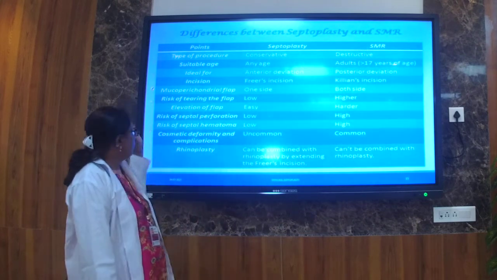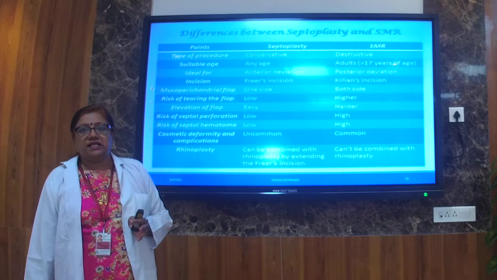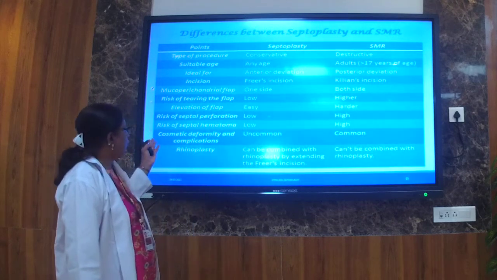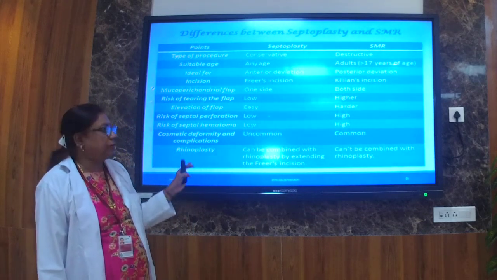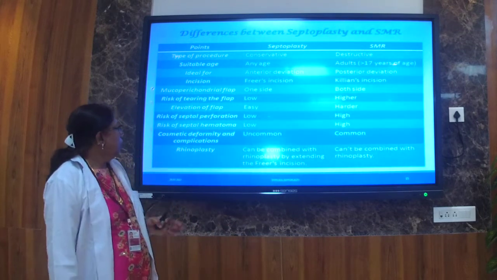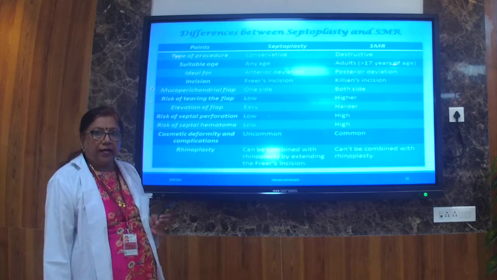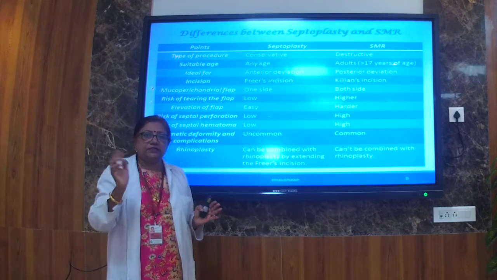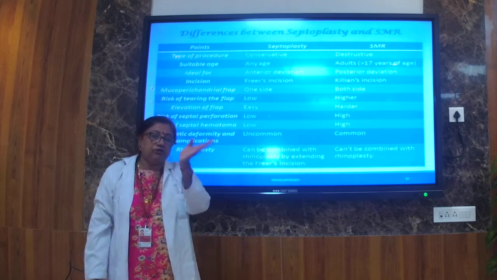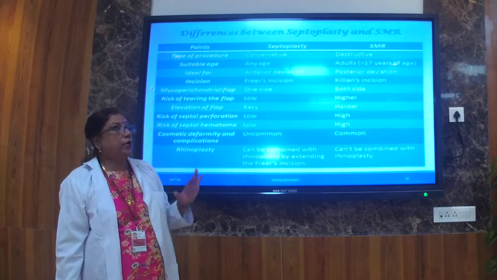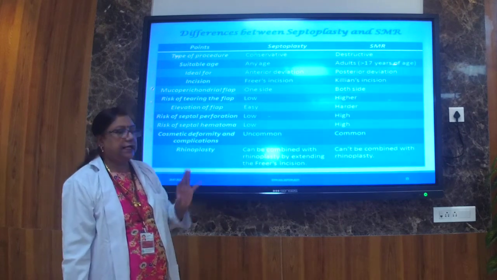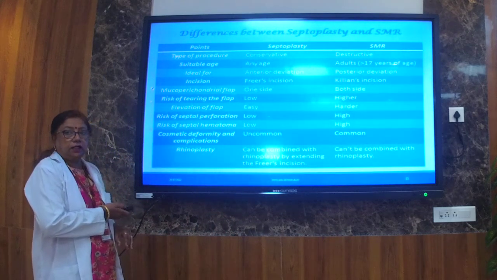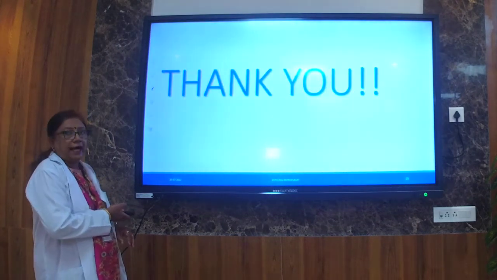In SMR it is very hard. If you see the risk of septal hematoma, since we are going till the posterior bilaterally, there can be a hematoma in SMR. Then cosmetic deformity and complications are uncommon in septoplasty, but in SMR they are very common. Septoplasty can be combined with rhinoplasty by extending the Freer's incision. That means, what I was telling you all, hemitransfixation, full transfixation can be taken when we are doing a septoplasty. But SMR cannot be combined with rhinoplasty. Okay? So I think you all understood what is septoplasty and SMR.